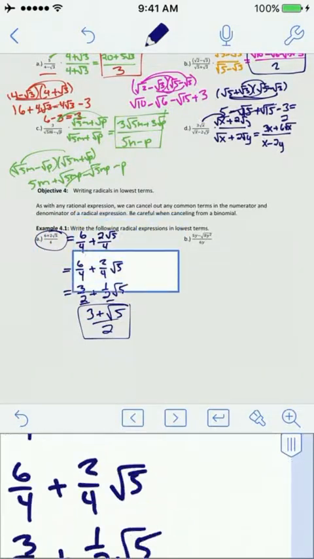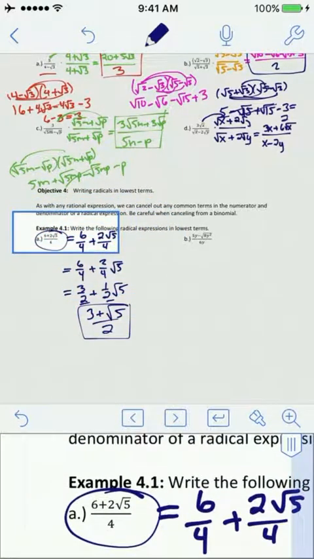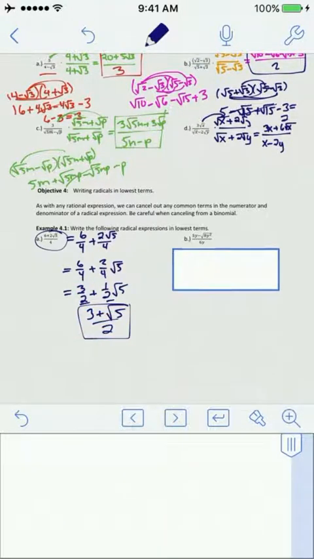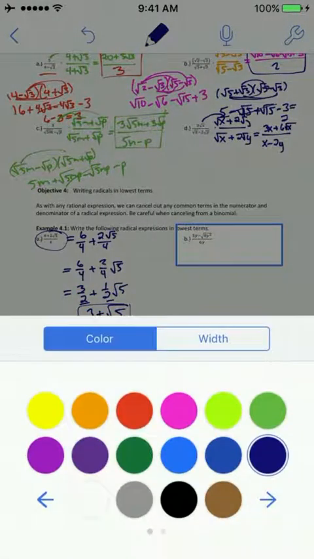Really the main point, you can keep them as one fraction as you go through and do this, but you got to make sure you cancel both things, right? So you cannot cancel just a 6 and a 4. You can't cancel, or reduce, I should say, just the 2 and the 4. You have to make sure you do both parts. That way you get down and you reduce both of them. Let's do one more real fast.